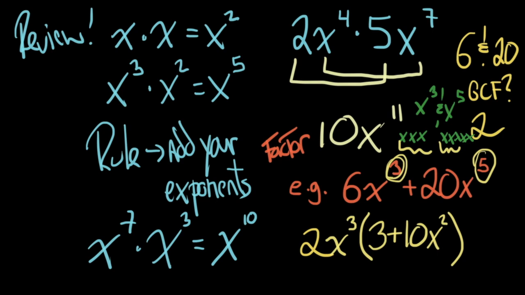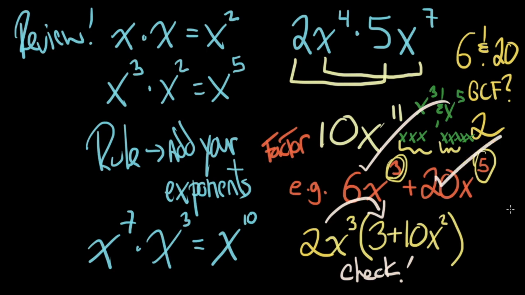And the great thing is that for these questions, you can always go and check your answers. That's so cool. Because when you go backwards, you can check by distributing. So just go back and ask yourself, is 2x to the third times 3 6x to the third? Yes, it is. Is 2x to the third times 10x squared going to be 20x to the fifth? Yes, it is. Good stuff. You want to see another one? Of course you do.